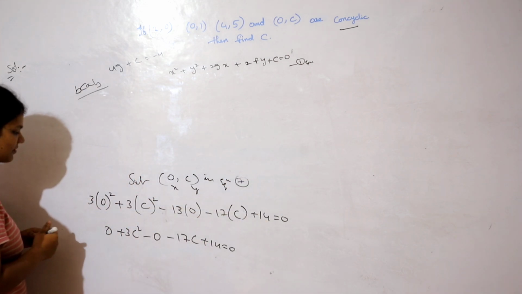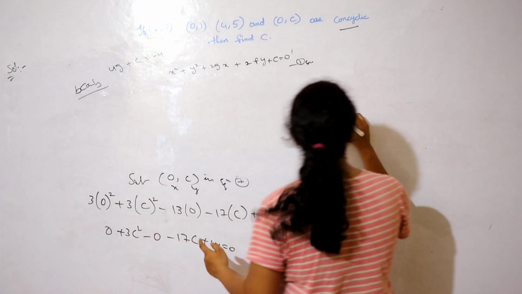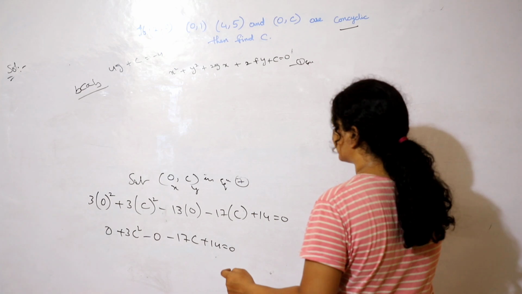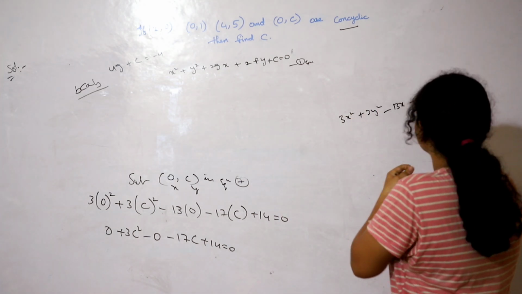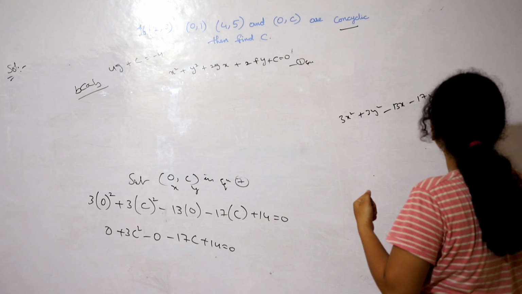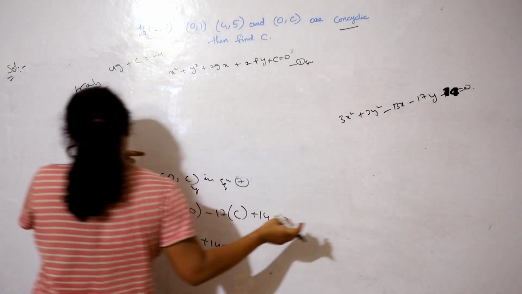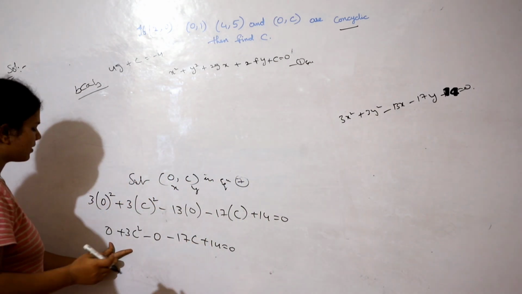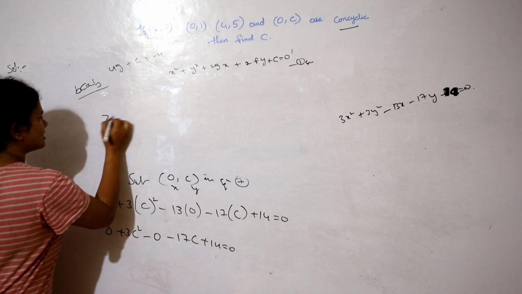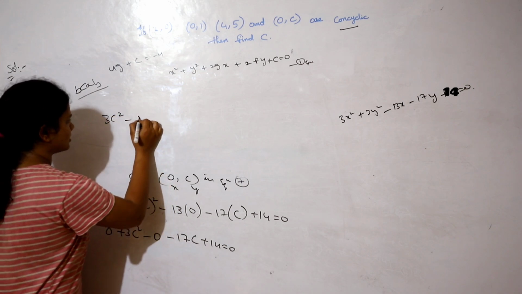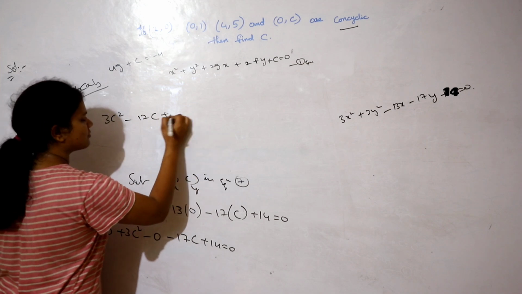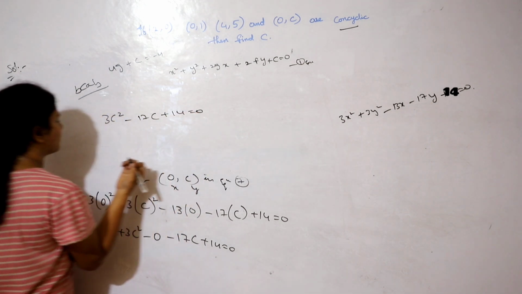What's the required equation that we got? Let me write down here. Required equation: 3x square plus 3y square minus 13x minus 17y plus c equal to 0. This is the required equation that we got. Now coming back over here, we got 3c square minus 17c plus 14 equal to 0.